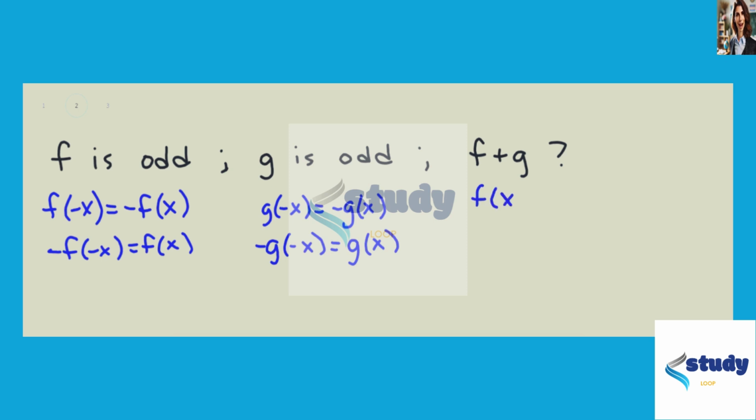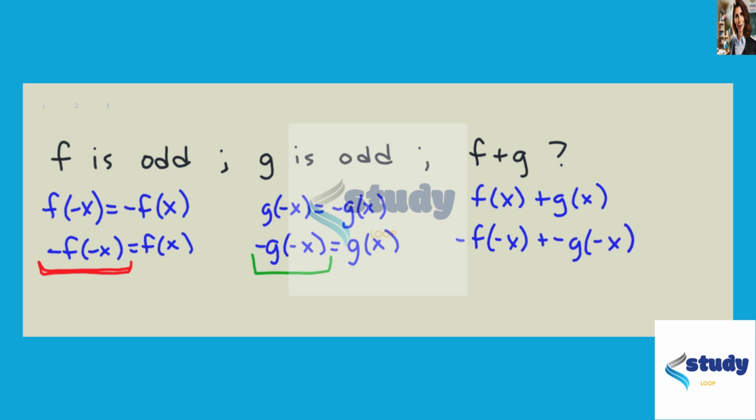f of x plus g of x, we could replace f of x with the opposite of f of the opposite of x. And then we could replace g of x with the opposite of g of the opposite of x. And this, if we want to factor out the negative, we get the opposite of f of the opposite of x plus g of the opposite of x. So comparing this line and this line, we see that f plus g is odd.